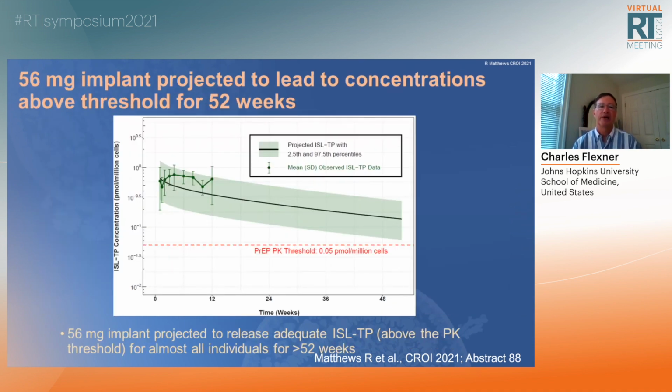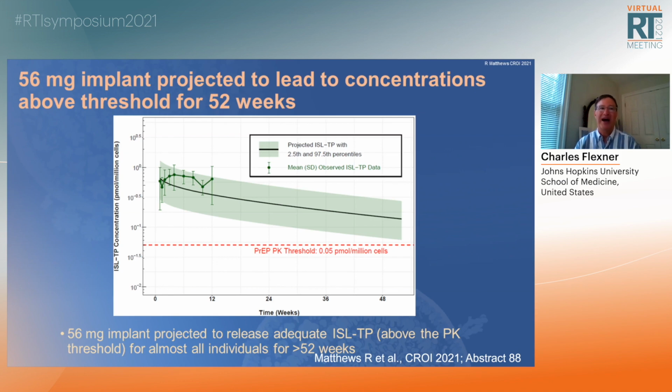This modeling data takes that 12-week pharmacokinetic data I just showed you with Islatrovir triphosphate concentrations in peripheral blood mononuclear cells for 12 weeks and projects what would happen if the implant were to remain in place for 52 weeks, a full year. And what you can see in this figure is that in a population, the range of Islatrovir triphosphate concentrations would be predicted to remain above that pharmacokinetic threshold for at least 1 year.